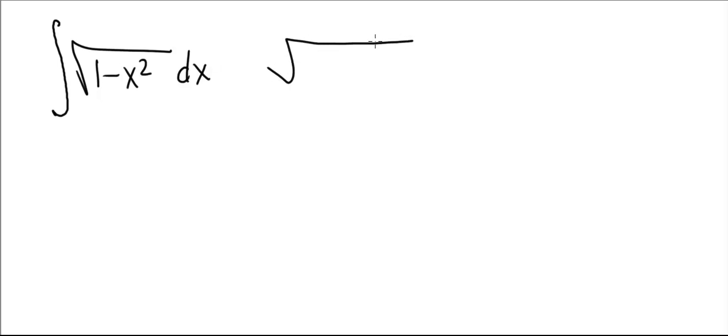Let's evaluate the integral of the square root of 1 minus x squared. Now we'll be using trig substitution, and in trig substitution there are three different parts. This part we have a squared minus x squared type of integral, with a squared being 1, so we can assume a equals 1.